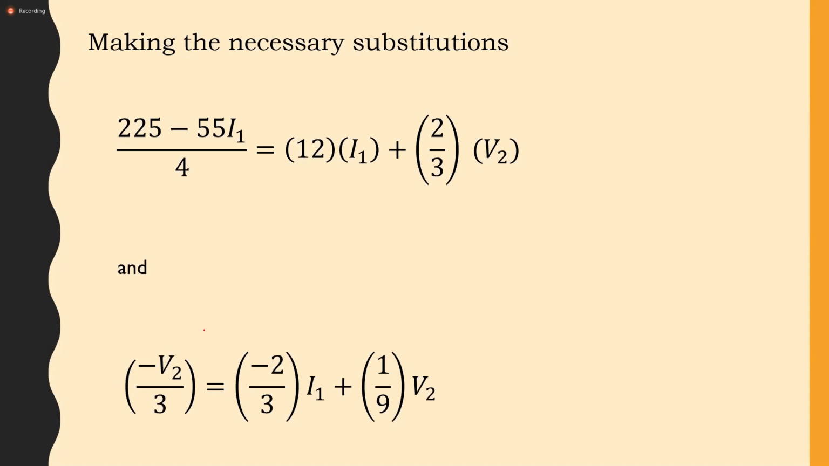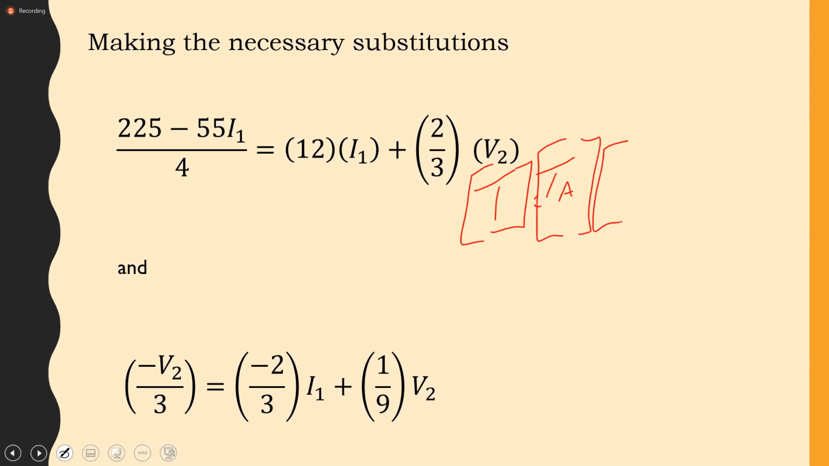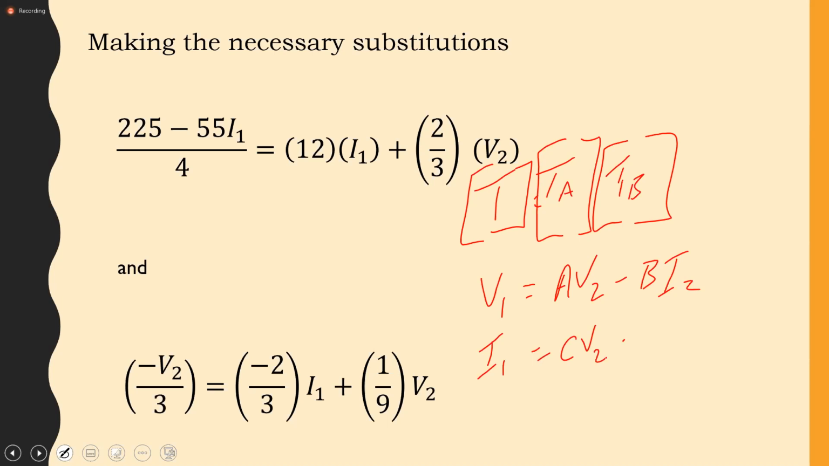So once you have found T, which is equal to A times B, all right? Once you have done that, you would then have your equations, which says V1, I1 equal AV2 minus BI2 and CV2 minus DI2. All right?